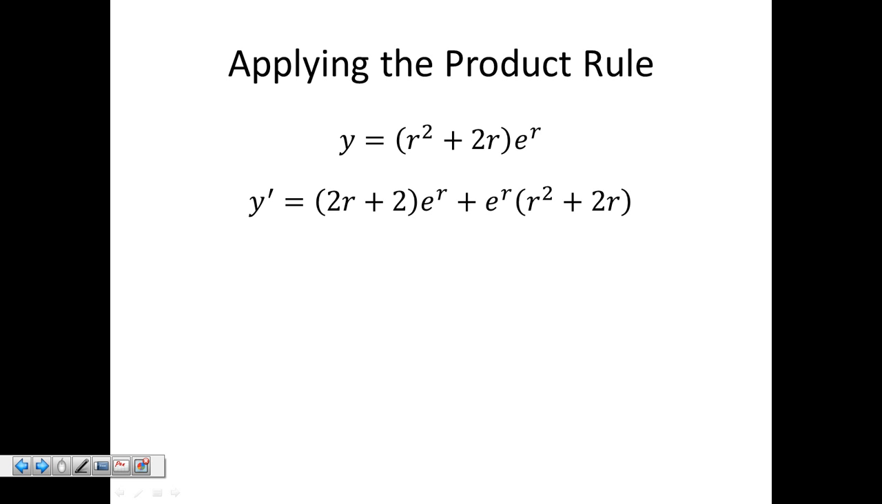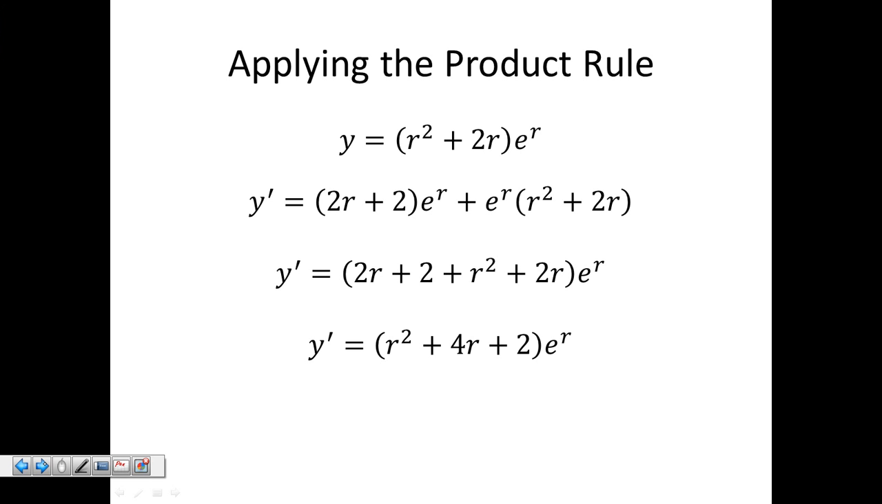And now, since I have the e to the r multiplying both of these binomials, what I think I'll do is go ahead and add these two binomials together. Now I'll combine like terms, and I have r squared plus 4r plus 2 times e to the r. And that's my derivative of r squared plus 2r times e to the r.